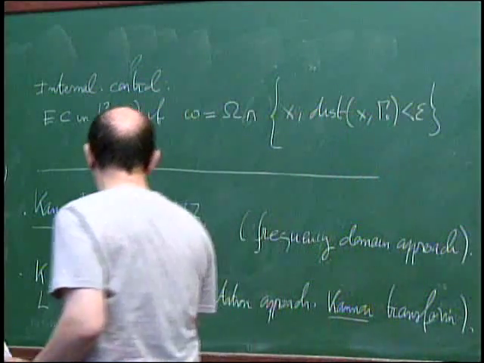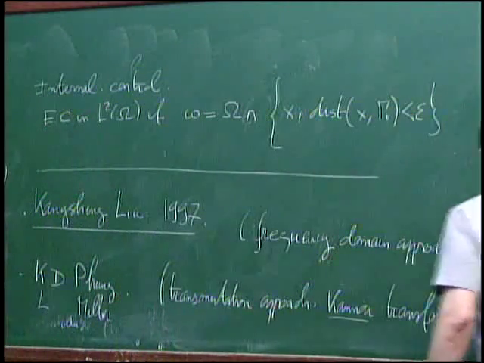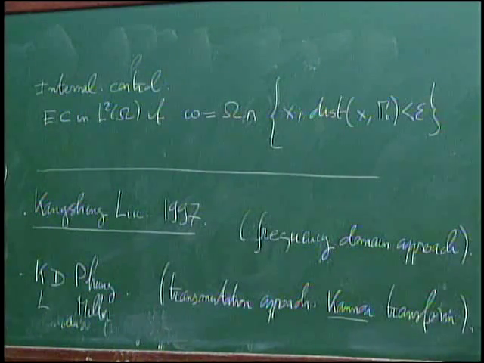Okay, but now I will give you some idea about this frequency domain approach. The idea is to consider another criterion to prove the exact controllability. So you forget about the observability inequality and you want to see it in another way. So what is the frequency domain test?